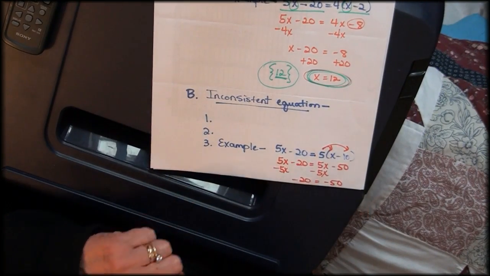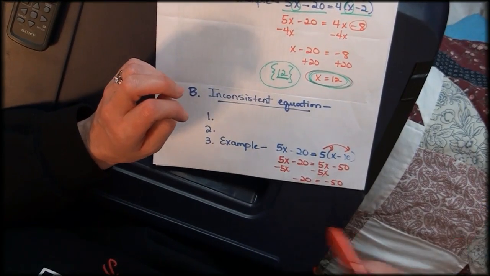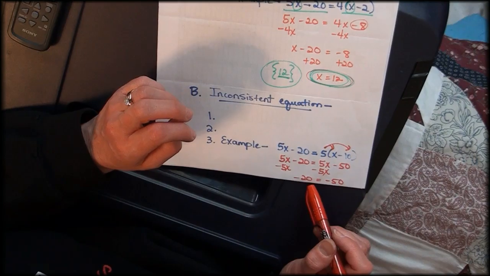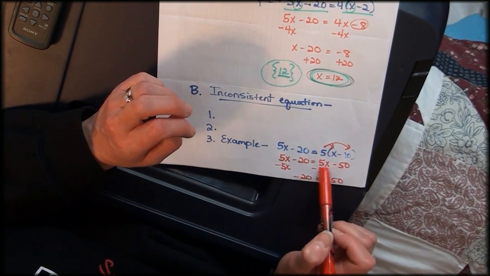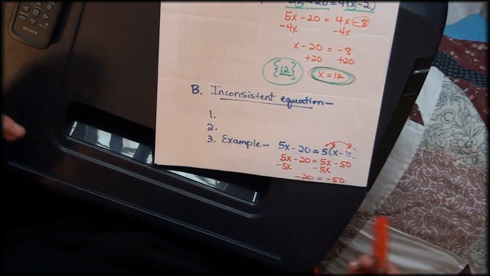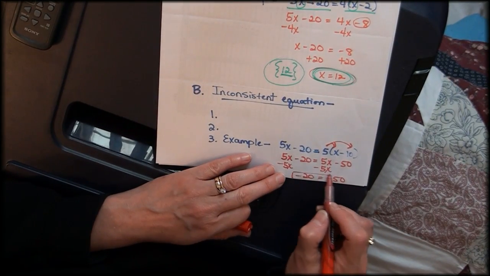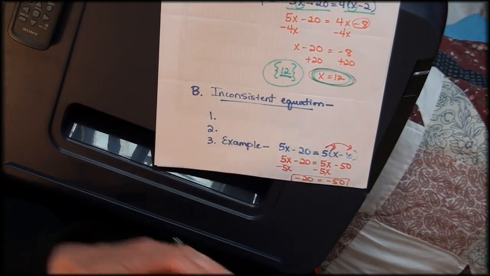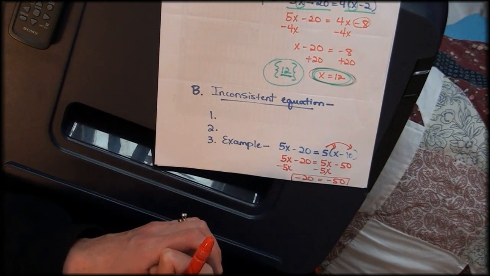Now this is the point in time where I start having a panic attack and I go, now wait a minute, I've wiped out all my variables, there's no variables left, I must have done something wrong. So I go back and I double check what I did and I distribute my 5 through and I say, no, I did nothing wrong, I subtracted my 5x from both sides. I did every step right, there's nothing that I did wrong. Well, what this is saying is a negative 20 equals a negative 50. Well, I know a negative 20 does not equal a negative 50. I know they're not the same number.